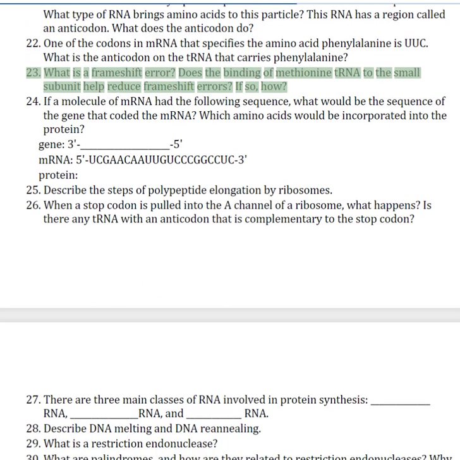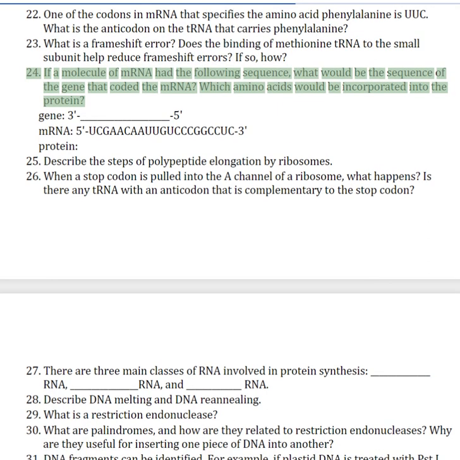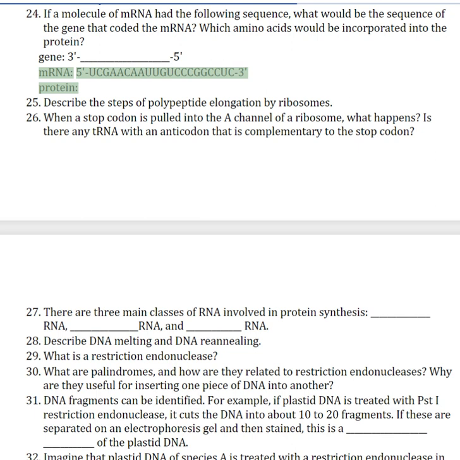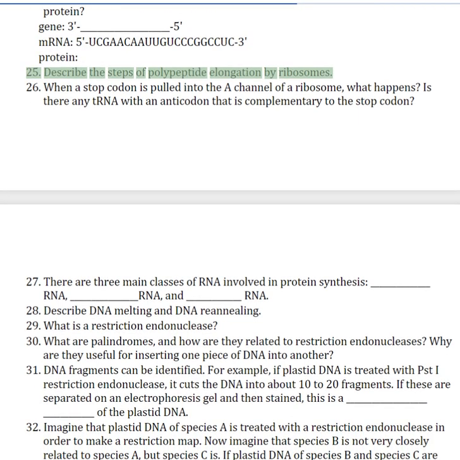23. What is a frameshift error? Does the binding of methionine tRNA to the small subunit help reduce frameshift errors? If so, how? 24. If a molecule of mRNA had the following sequence, what would be the sequence of the gene that coded the mRNA? Which amino acids would be incorporated into the protein? Gene, 3'-5'; mRNA, 5'-UCGACAUUGUCCCGGCCUC-3'; protein. 25. Describe the steps of polypeptide elongation by ribosomes.